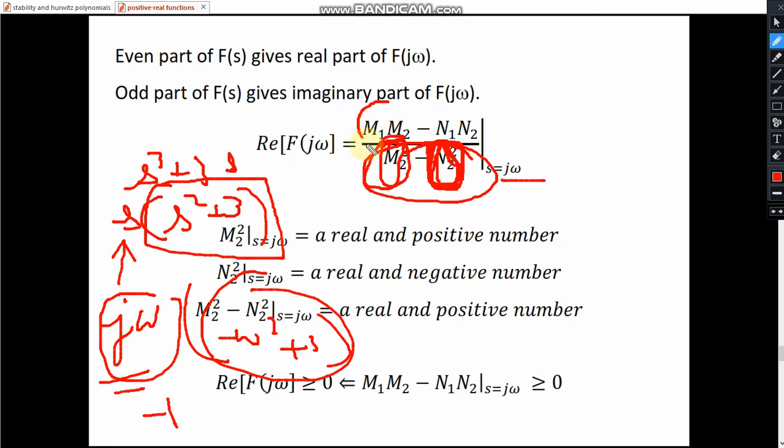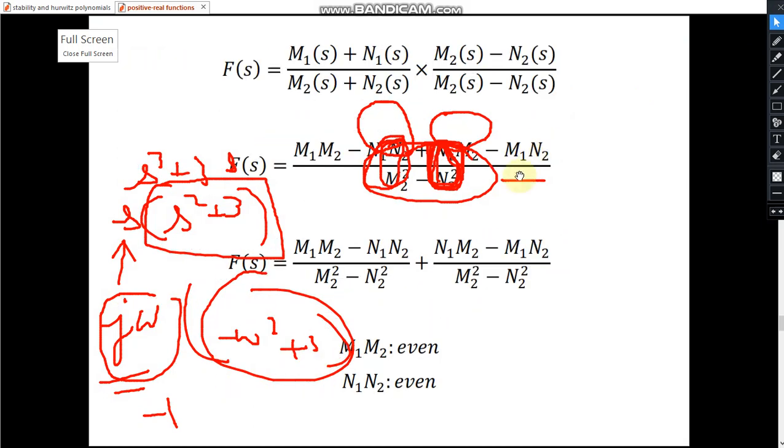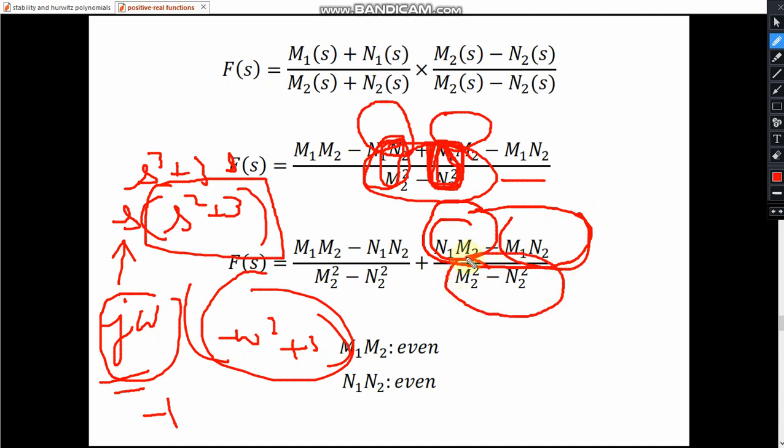What about m1, m2? It is a real number. n1, n2 is also always a real number because both of them are even. And what about the second term? This is even, this is an odd polynomial, this is an odd polynomial, odd minus odd is an odd polynomial. So this is an imaginary number divided by a positive real number. Okay. So what do we have to test?